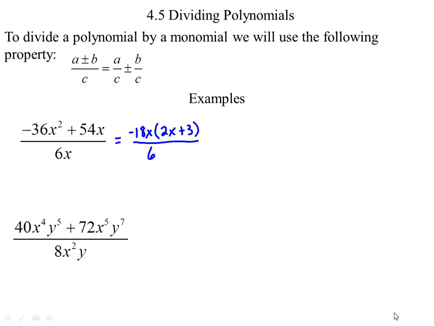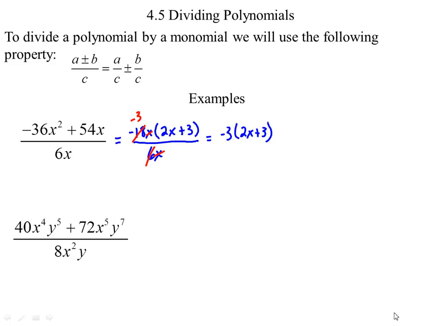over 6x. Now, what we'll reduce is the 6 will go into 18 3 times, so you get a negative 3, and the x's will cancel out. And so you're going to get negative 3 times 2x plus 3. And that's reduced. Because remember in I think it was 4.1 when we were talking about reducing fractions, you factor first, and then you reduce where you can. And that's exactly what I just did. I factored that numerator, and then I reduced where I could.